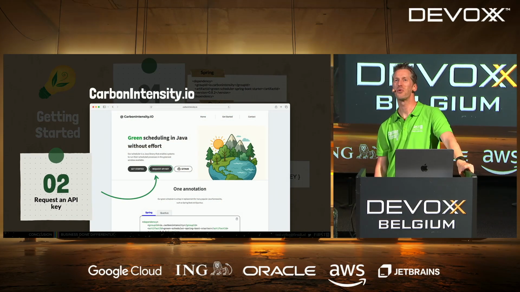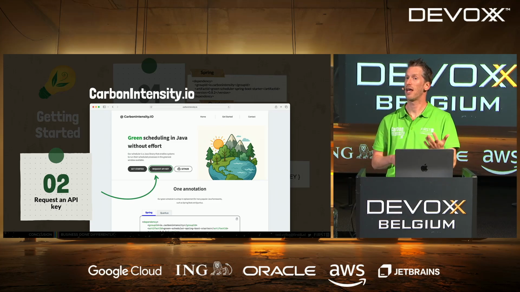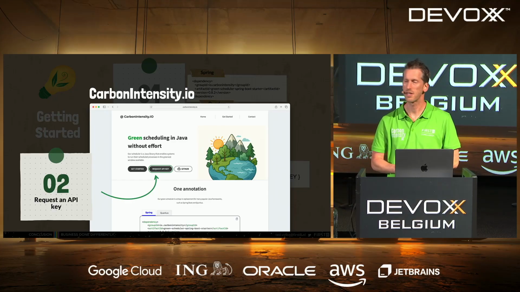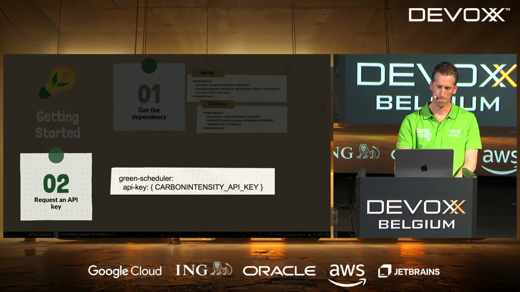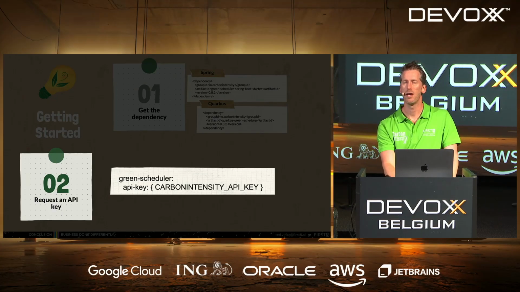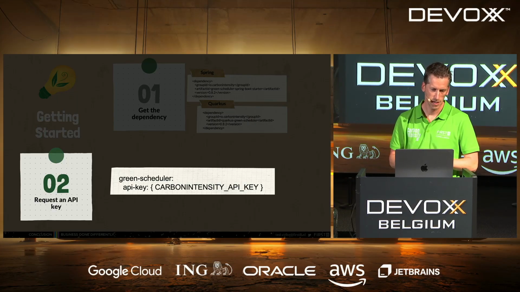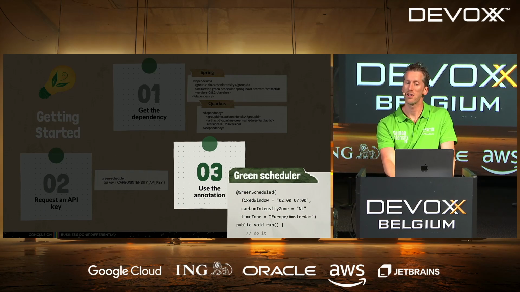Step 2 is to go to carbonintensity.io. It's our website. It not only contains the API endpoints for the library, but it also features public information with some more stuff, a GitHub link, and an option to request a free API key. The API key is necessary for the scheduler to get the actual and the forecast data from the API. Once you've got it, you just fill it in your application properties or YAML file, and you're good to go. And step 3 is basically to use the annotation however you like.